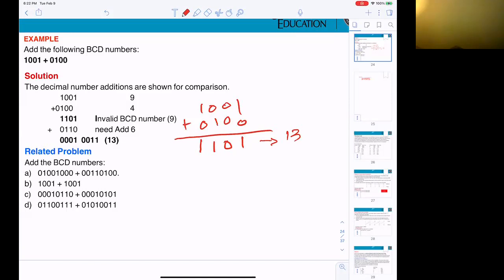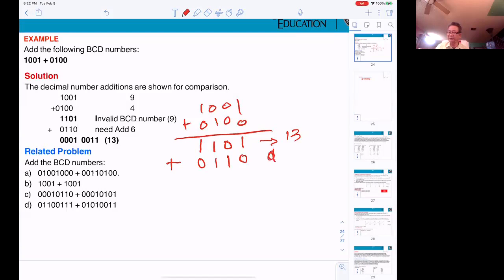Oh, I see. And the BCD can only go up to 9. Exactly. You see that? When you add the numbers and get higher than 9, what you need to do is add the number 6. They say add number 6. Okay? That is the rule we have to follow.